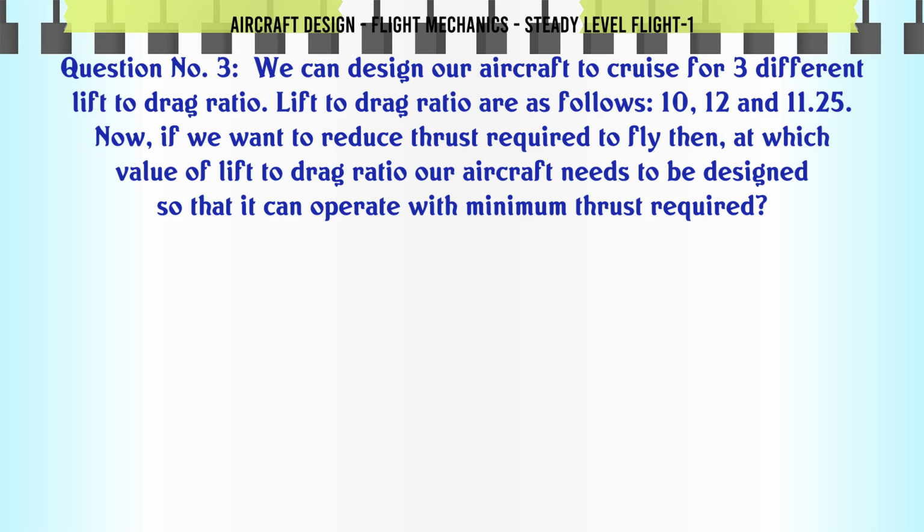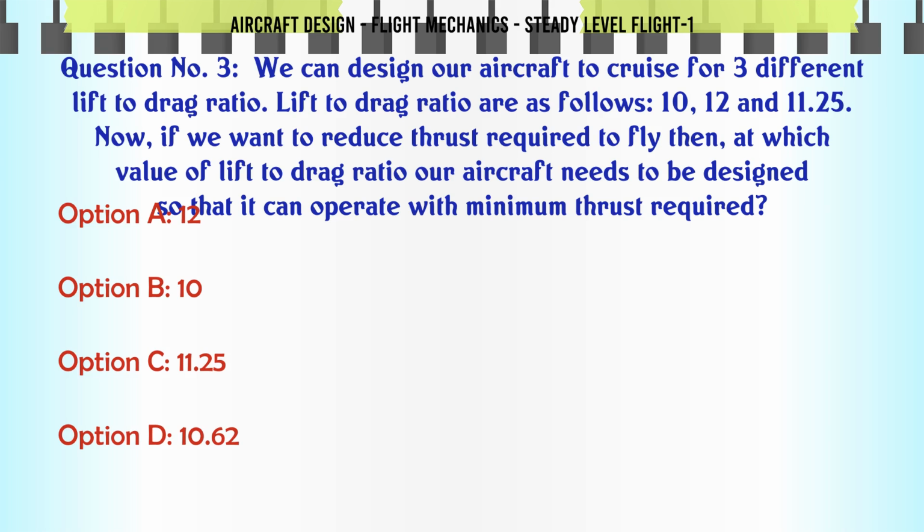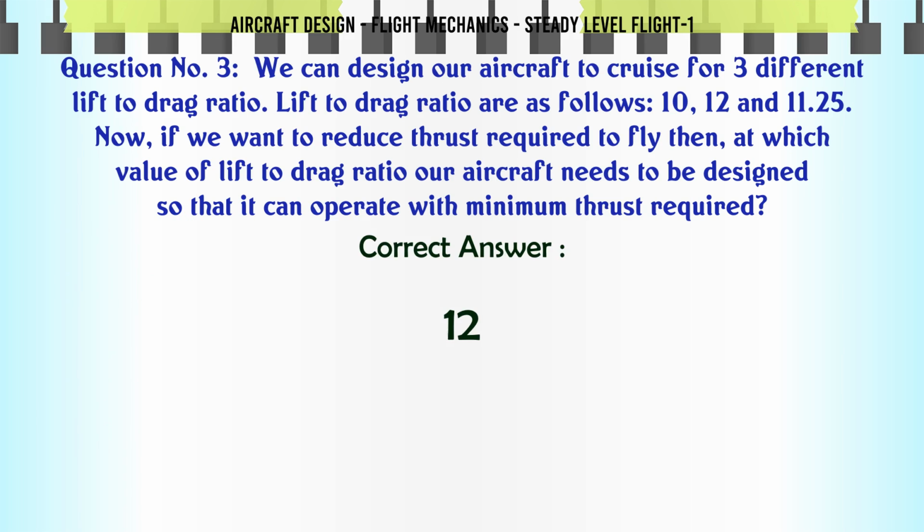We can design our aircraft to cruise for three different lift-to-drag ratios: 10, 12, and 11.25. Now if we want to reduce thrust required to fly, then at which value of lift-to-drag ratio does our aircraft need to be designed so that it can operate with minimum thrust required? A: 12, B: 10, C: 11.25, D: 10.62. The correct answer is 12.